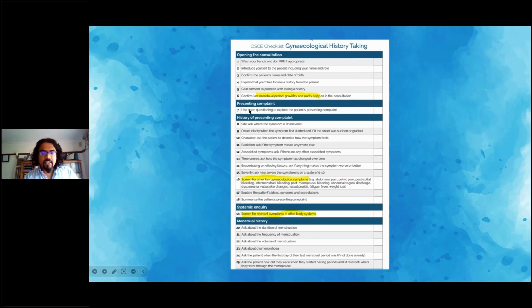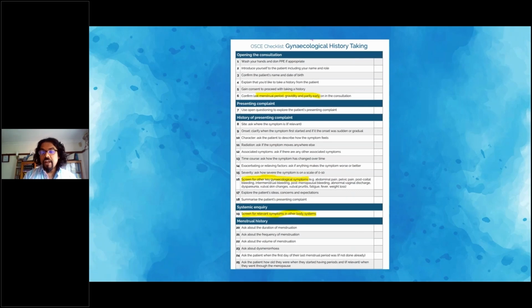Apart from this bit, which relates to the SOCRATES side of things, so mainly related to pain, of course, this next bit is quite important: screening for other key gynaecological symptoms. All of these questions are usually very relevant to ask about in gynae history. Abdominal pain, pelvic pain, postcoital bleeding, intermenstrual bleeding, postmenopausal bleeding, abnormal vaginal discharge, dyspareunia. Now that can be both deep or superficial, and there are different differentials based on that, but asking just about pain during sex is usually enough.